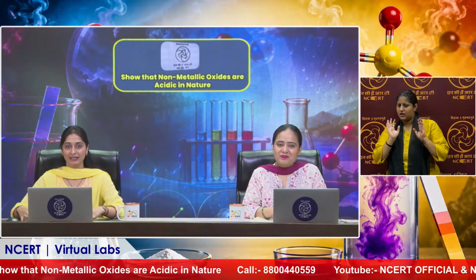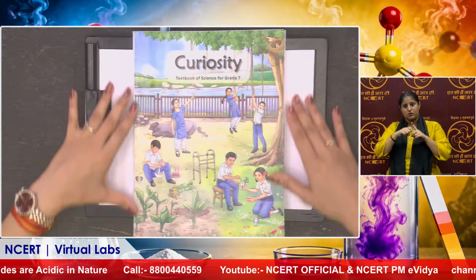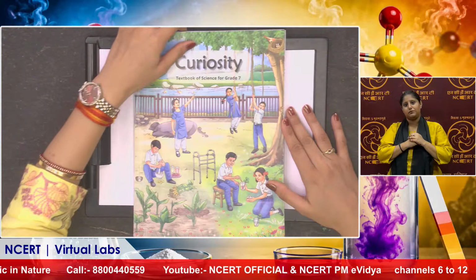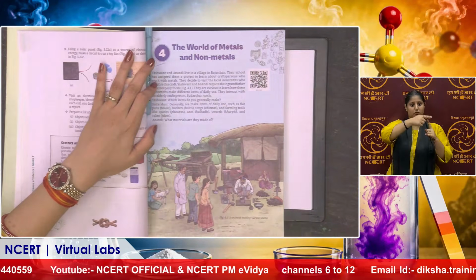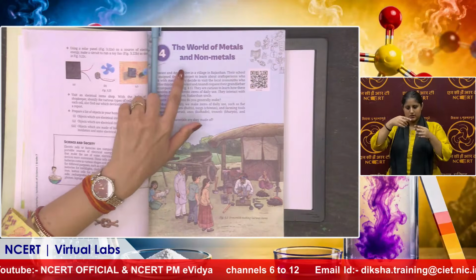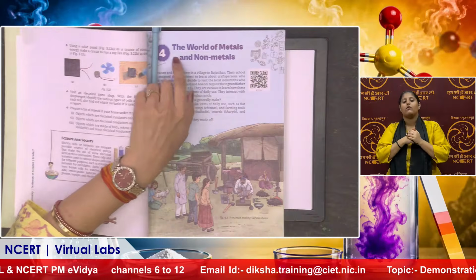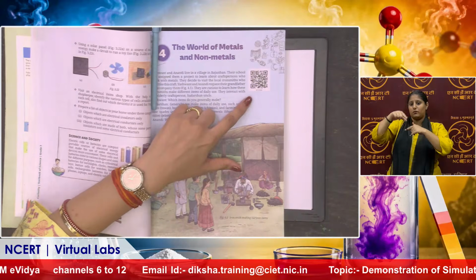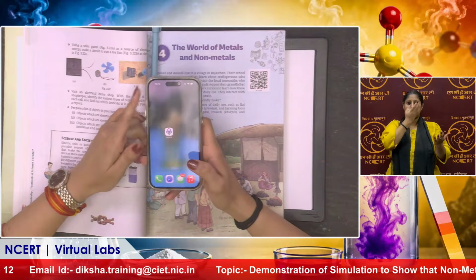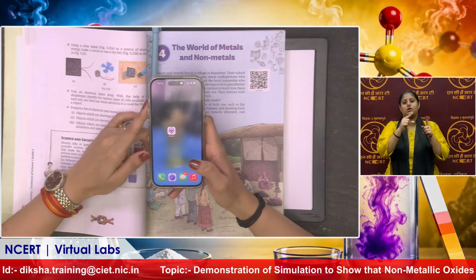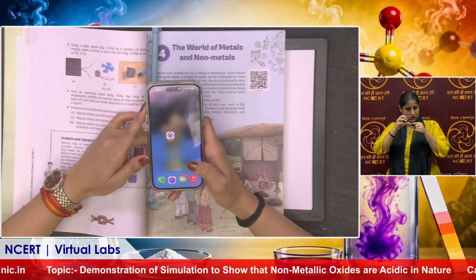I'll show you, this is the grade 7 textbook, Curiosity. You can see, when we open this textbook, on the top of every chapter, here chapter 4, the world of metals and non-metals, you can see that there is a QR code. That's right. To scan that, you have to download the Diksha app on your phone, and the Diksha app you can download from the Play Store, which is available free of cost.